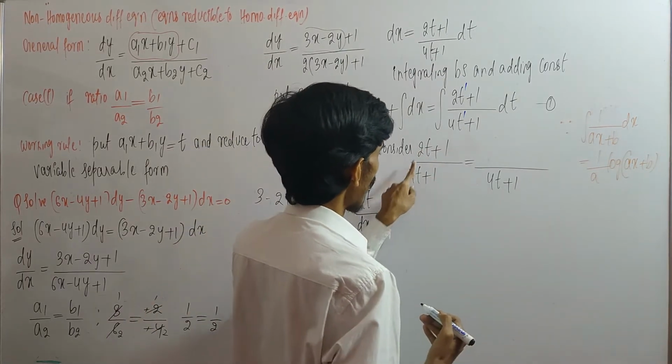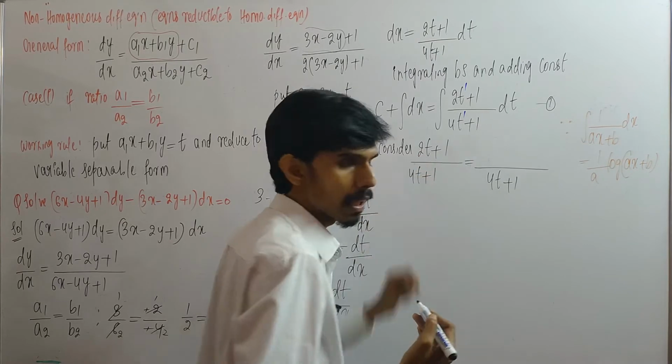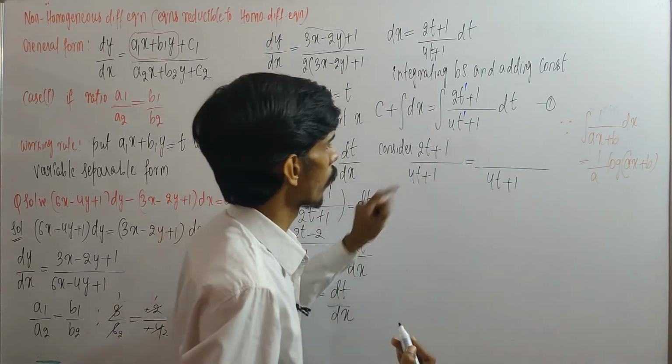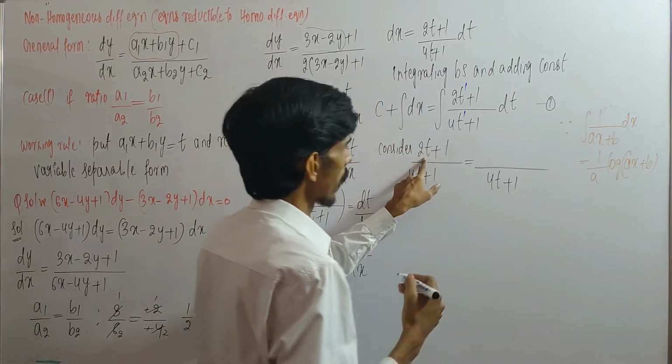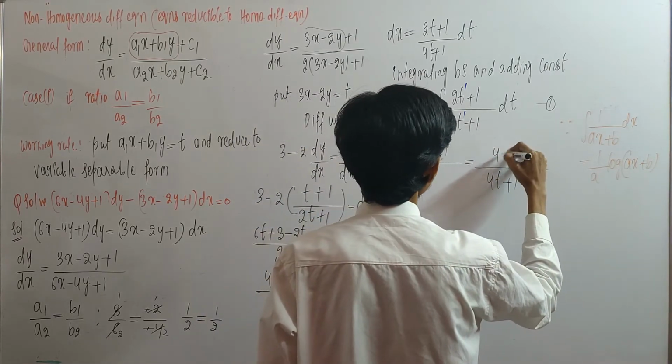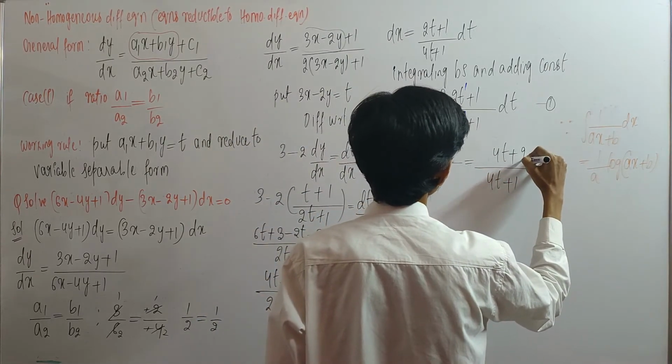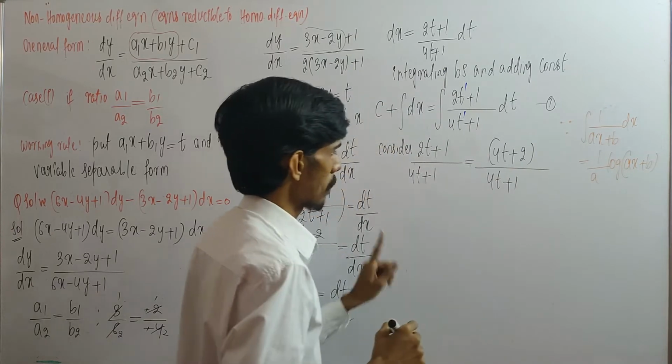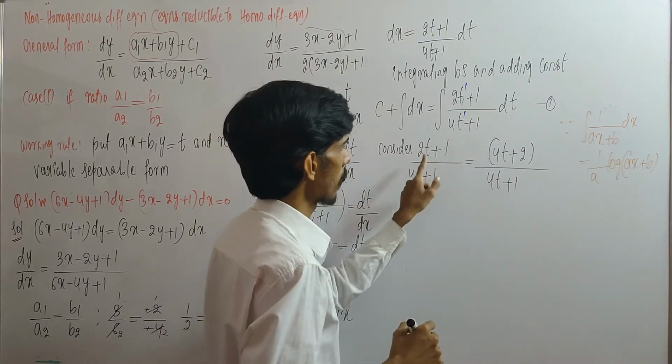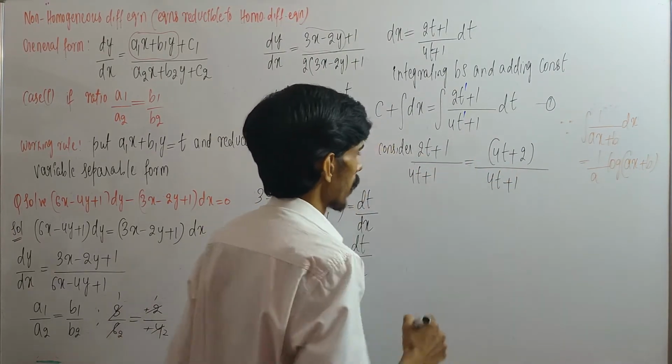Here we have 4. I want 4t here. So we have to multiply by 2, then only we will get 4. So multiplying the numerator by 2, it will become 4t plus 2. If I multiply 2 to this, it will become 4t plus 2.